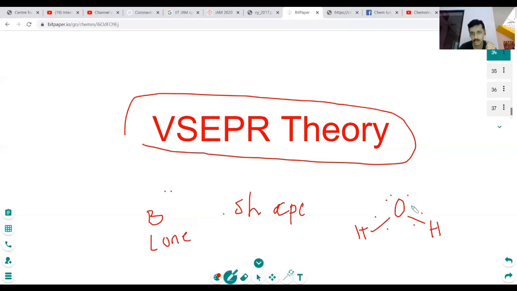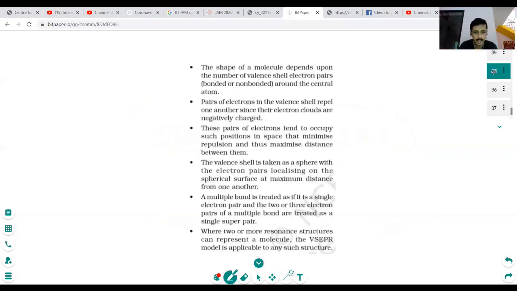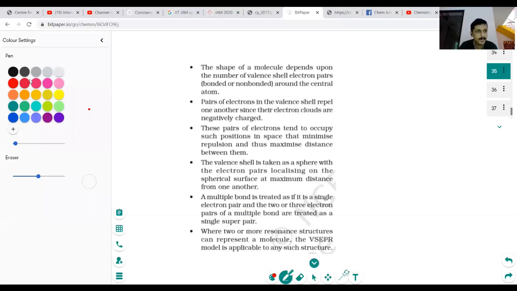These are the electrons which are not taking part in the bonding process and they are freely available on the atom. The bond pairs are shared between the atoms, while the lone pair is solely present on one atom. And these lone pairs and bond pairs interact and decide the shape of the molecule. The VSEPR theory can be studied in terms of different postulates or guidelines.